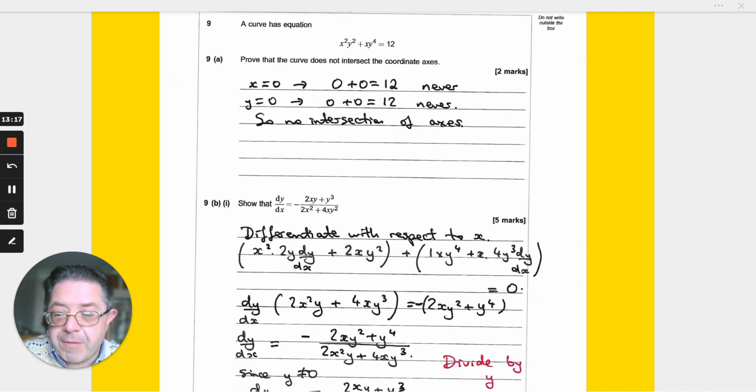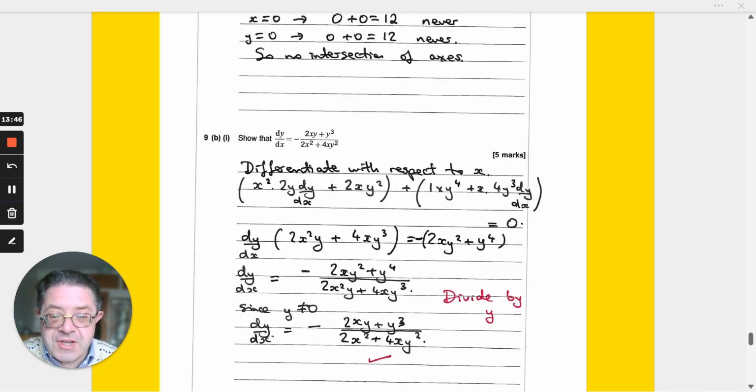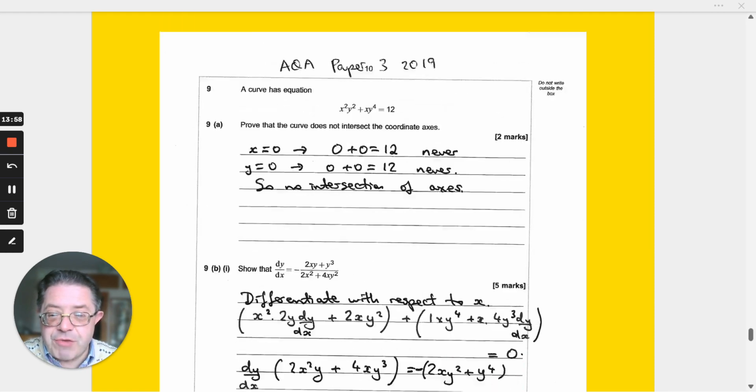Now we need to find for part B the general formula for dy/dx. So we differentiate everything with respect to x using the product rule. So x squared times 2y dy/dx, add 2x times y squared, 1 times y to the 4, add x times 4y cubed dy/dx, equals 0. Take all the dy/dx terms to the left and the other terms to the right, and we get this expression. Since y cannot be 0 by part A, we can divide by y to give the required expression.